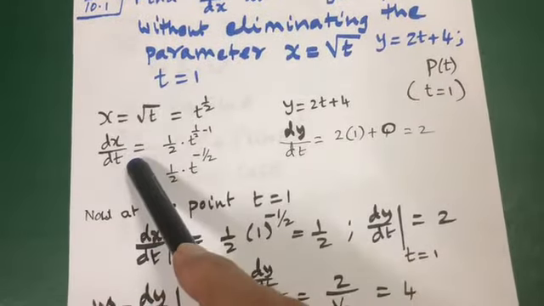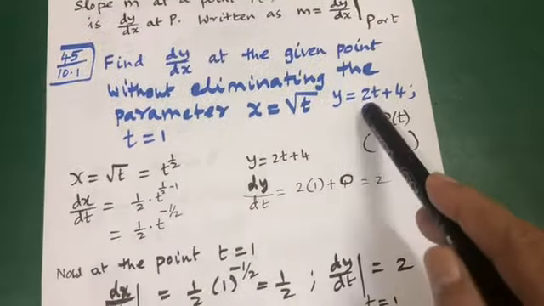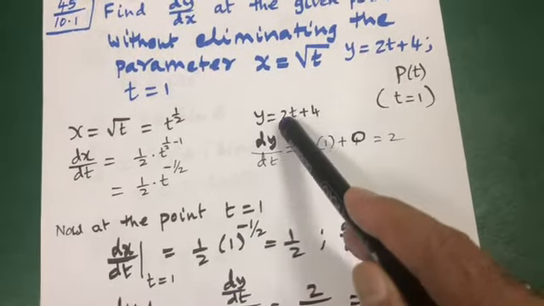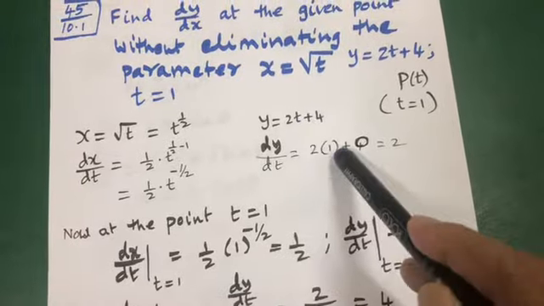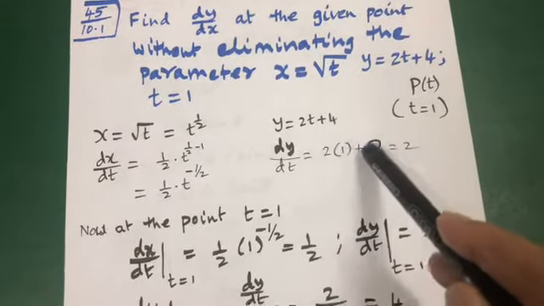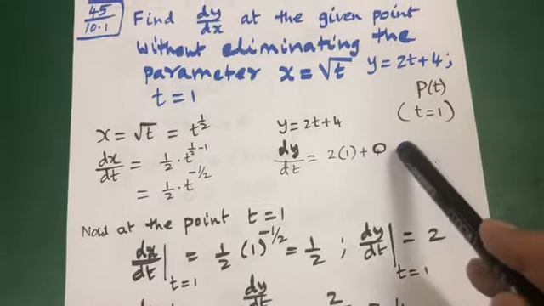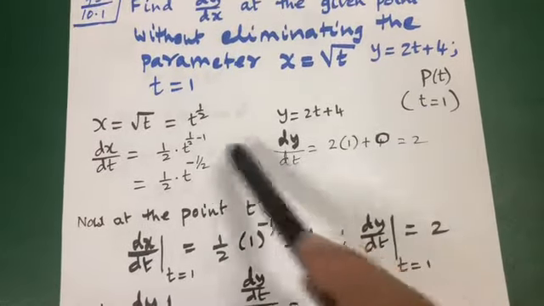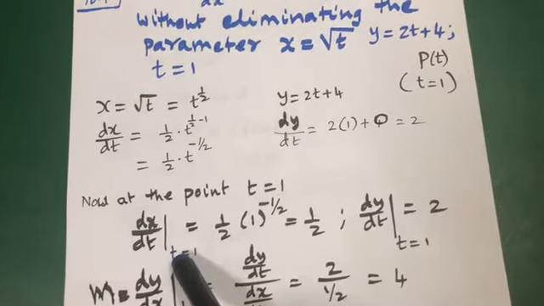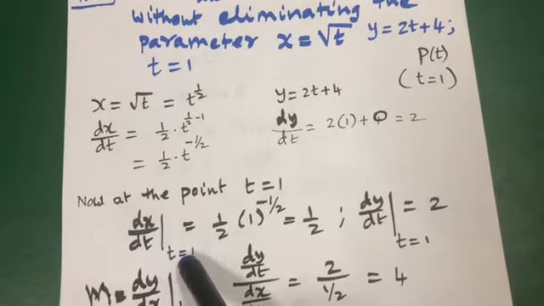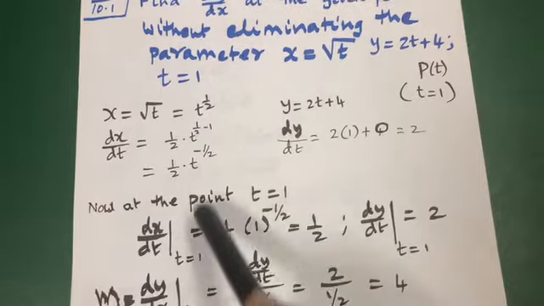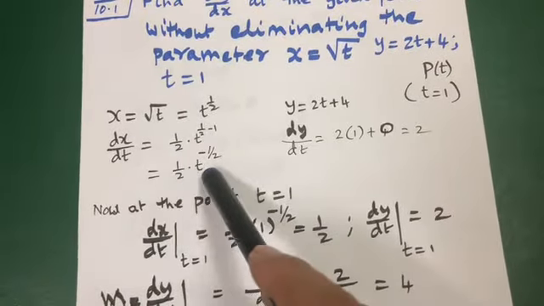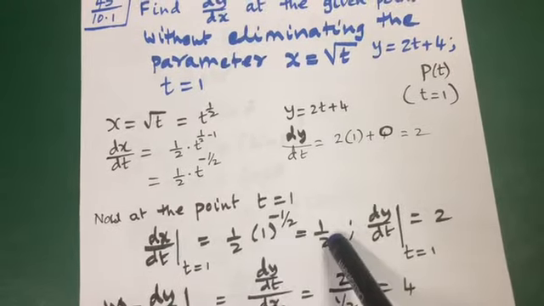This is the derivative. Now y is 2t plus 4, dy over dt. The derivative of y with respect to t: 2 stays the same, the derivative of t is 1, and 4 is a constant with derivative 0. So the total is 2. Now I will put the value 1 here. So dx over dt at the point t equal to 1: I will remove t and put t equal to 1. Half times 1 to the power minus half, which is equal to half.